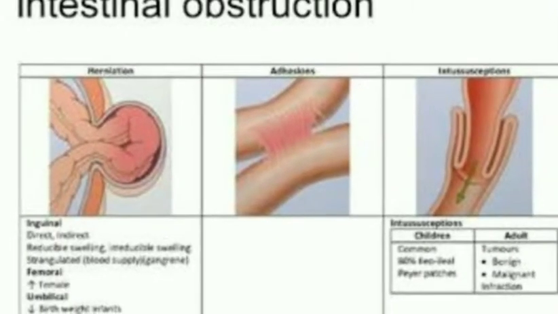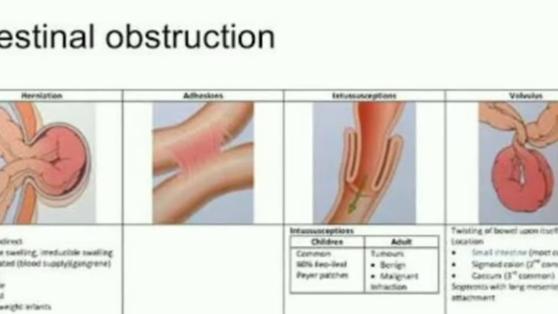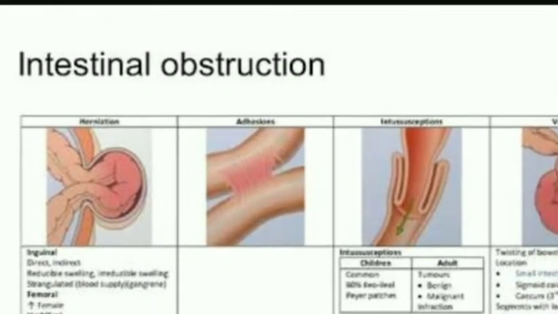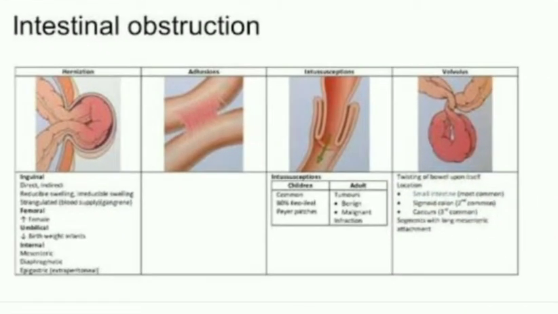And chronic obstruction is gradual narrowing. Obstruction is present all the time. It is not so severe as acute or subacute. Now the main discussion topic is acute intestinal obstruction.